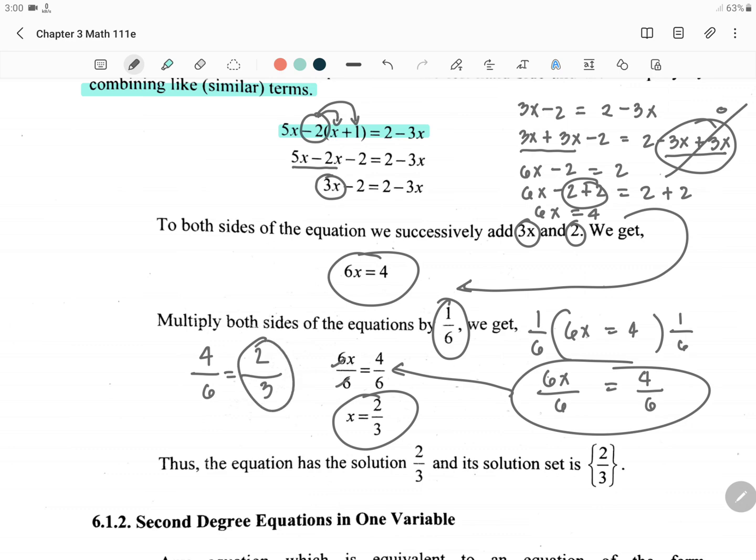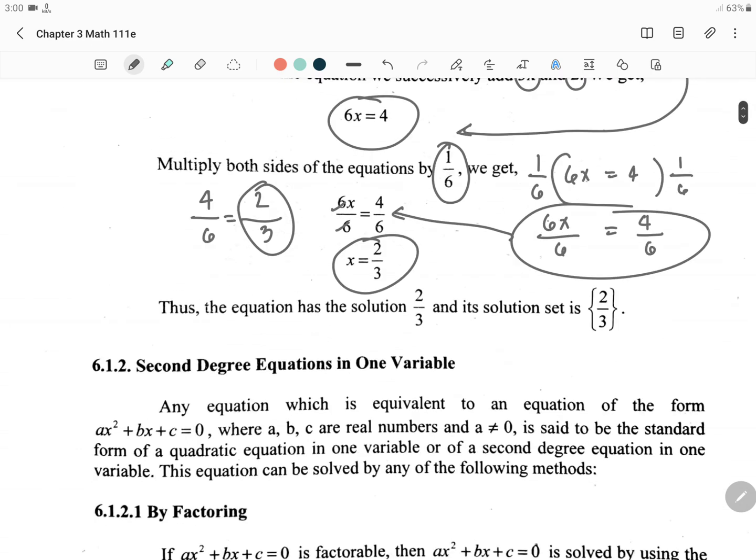So, nasimplify pa natin yung nakuha nating value diyan ngayon. Thus, this means to say na yung solution natin sa equation is 2 over 3. Or it means to say na yung solution set natin is 2 over 3. Again, if we write a solution set, it should be placed inside a bracket. Okay? So that's how we solve or we get the value of x in an equation with a degree of 1. Okay?